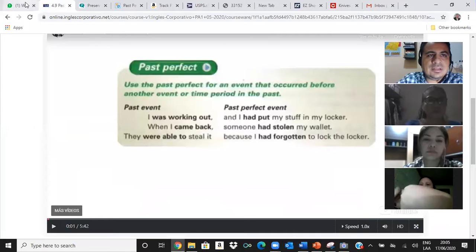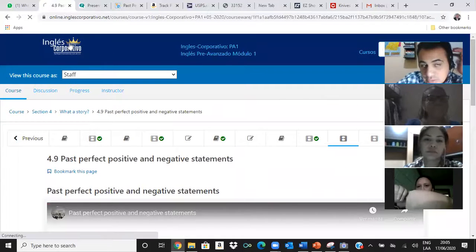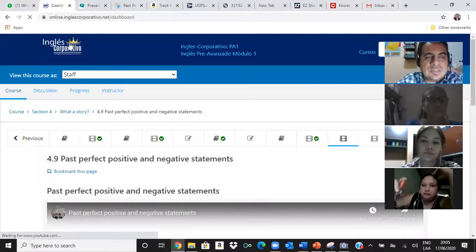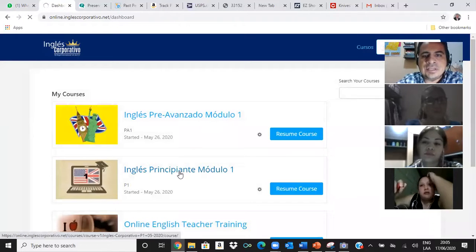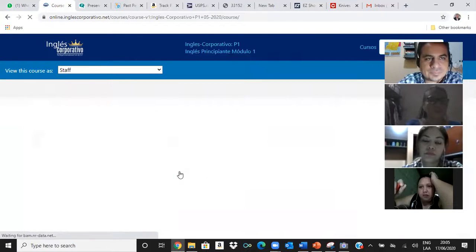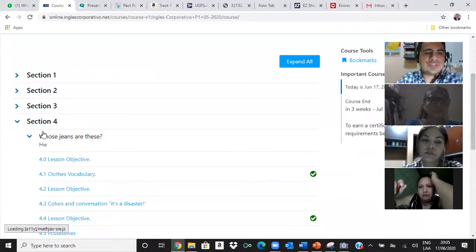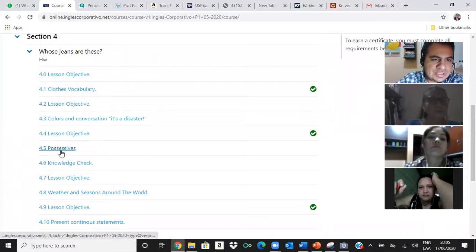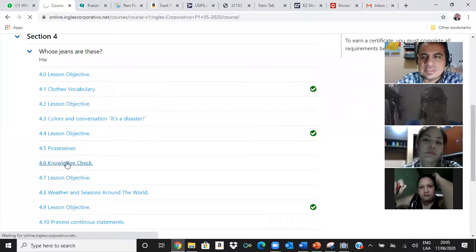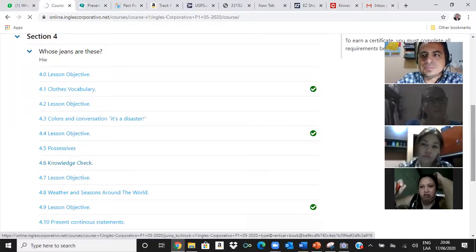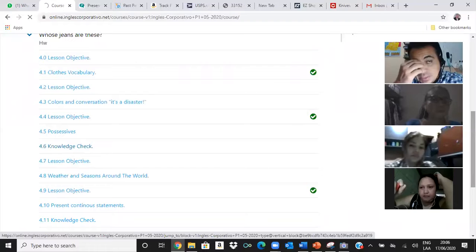Let me see here in Ingles Corporativo, creo que hay una lección de possessive pronouns. Let's see. Like a knowledge check that we have to check? Okay, we are on section number 4. Possessive knowledge check, okay? So la lección está 4.5, but then knowledge check is the exercise that we have to do. And maybe, ¿algún ya lo hicieron? So let's just look at it right now. Let's do it quickly.